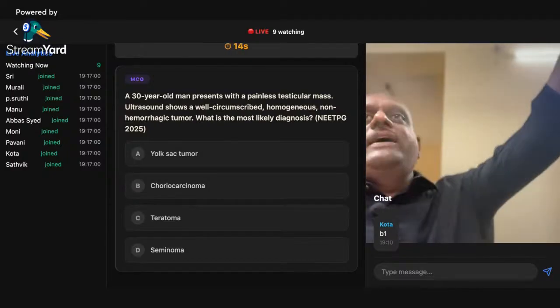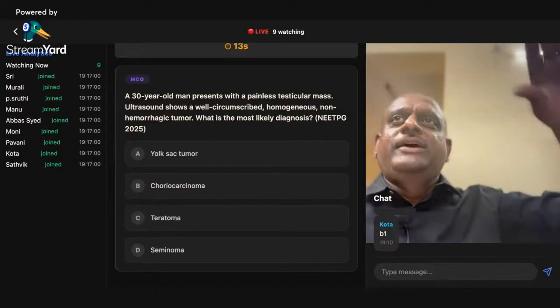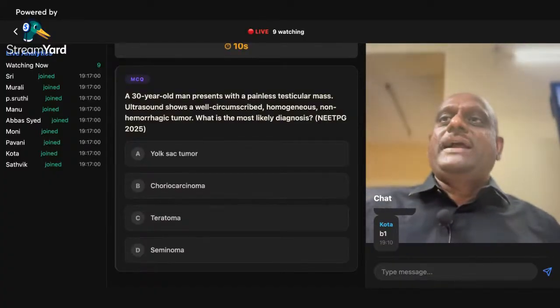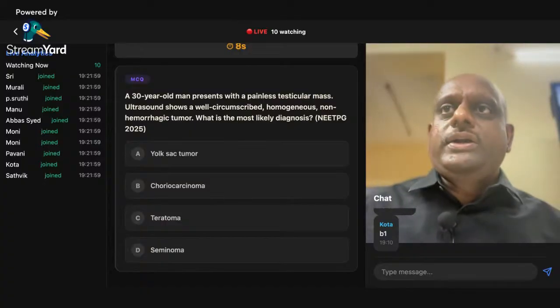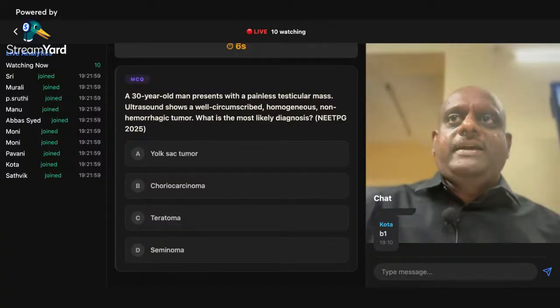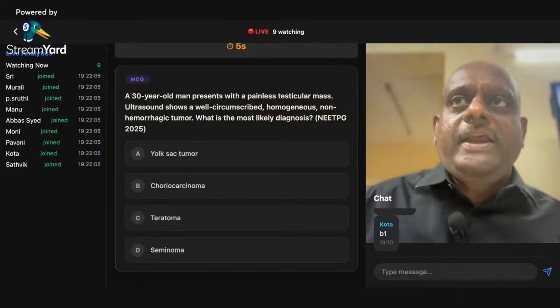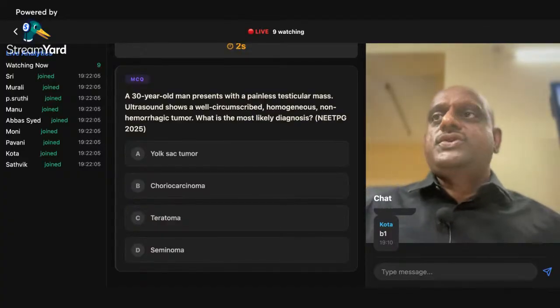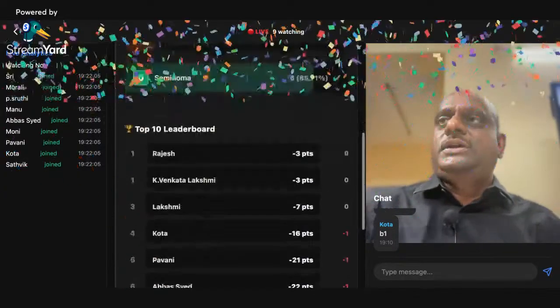Like that, you can pick about 20 cancers. In 200 questions, 10% are oncology. What is your answer? Very good. Nice to see Satvik, Kota, Pavani, Moni, Abbas, Shruti, Shri. Yeah. So what is your answer?